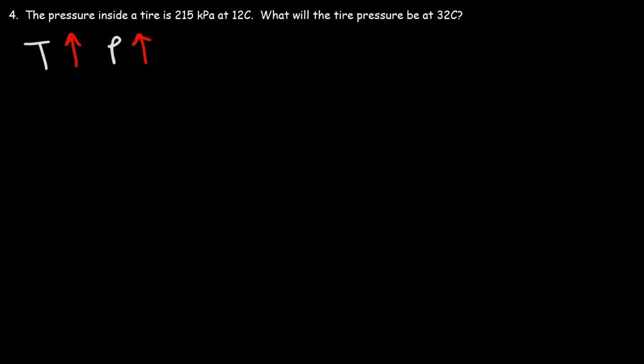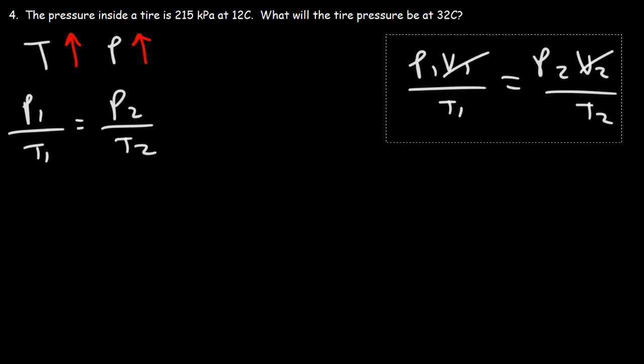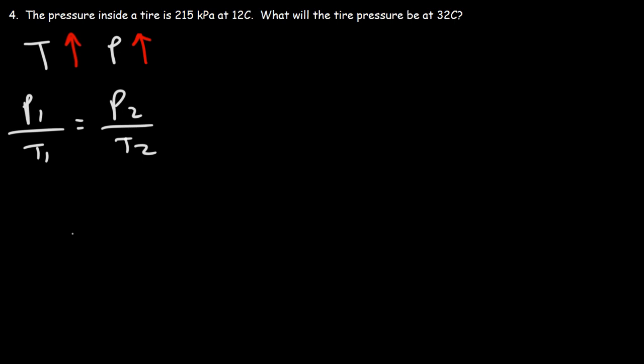Now, what formula should we use? Perhaps you've seen this equation, the combined gas law. Notice that if temperature is constant, we'll get the equation that we used in the previous example, which was associated with Boyle's Law. But in this example, volume is constant. So we get the formula P1 over T1 is equal to P2 over T2. P1 is 215 kilopascals. We're looking for P2. Now what's T1 and T2?